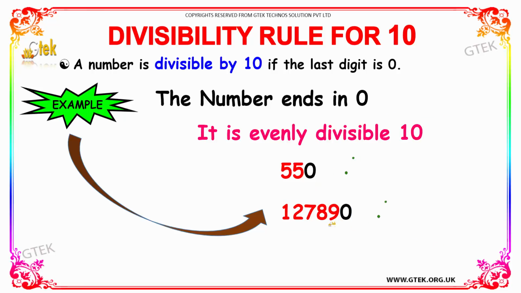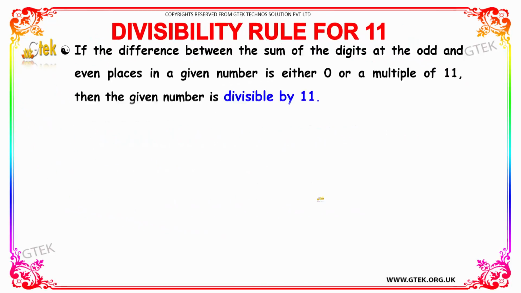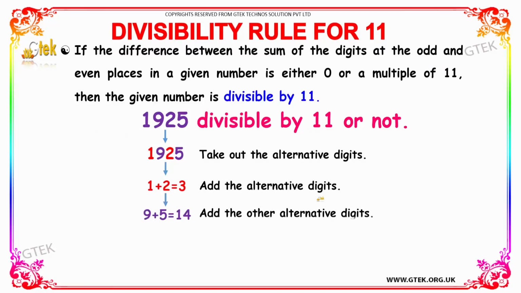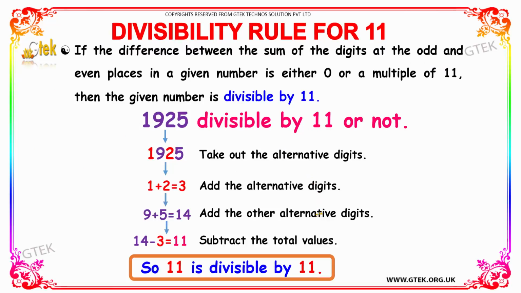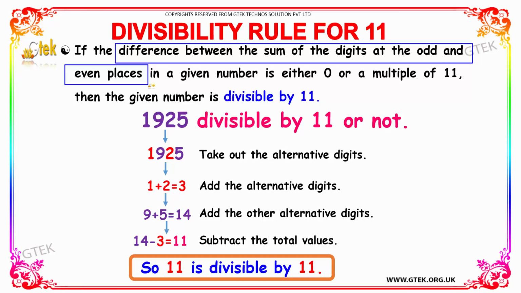So this is the divisibility rule for 10. Moving on, we have the divisibility rule for 11. To find whether a number is divisible by 11 or not, you have to find the difference between the sum of the digits at the odd places and the sum of the digits at the even places in a given number. The difference should be either 0 or a multiple of 11. Then the given number will be divisible by 11.